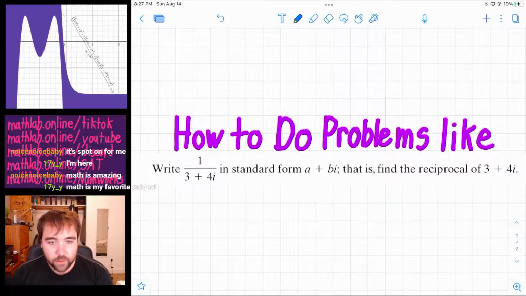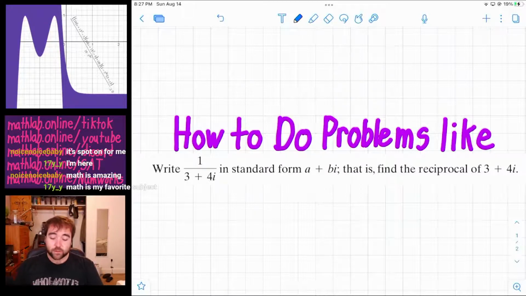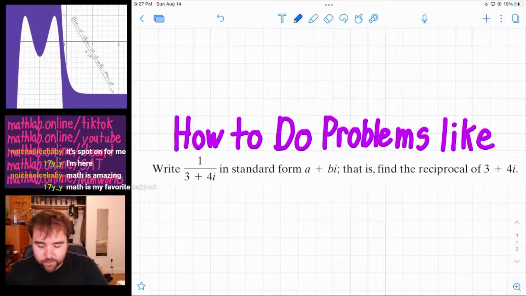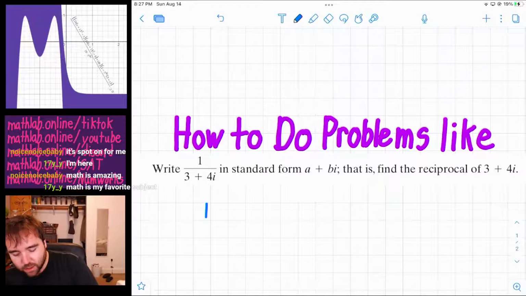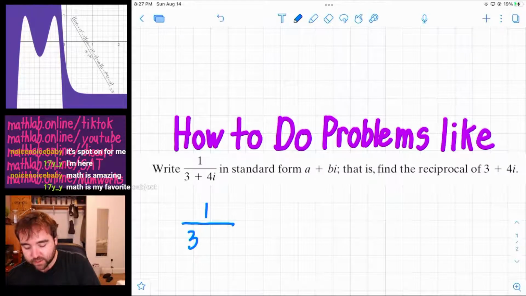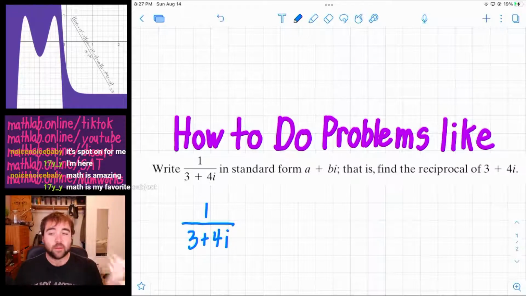So how do we do a problem like this? Well, how we do a problem like this is we got to multiply by the complex conjugate. Because you see, the whole point really here is we want to get i out of the denominator. And what we said with the complex conjugate is that if we multiply by the complex conjugate, it becomes real. So that'll make the denominator real.